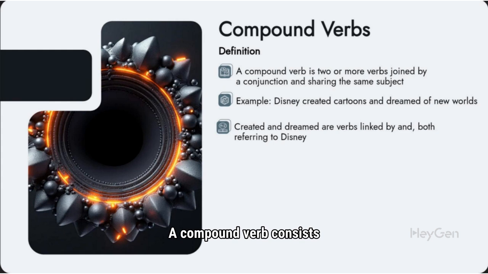A compound verb consists of two or more verbs connected by a conjunction, sharing the same subject. For instance, in "Disney created cartoons and dreamed of new worlds," created and dreamed are verbs linked by "and," both referring to Disney. This structure enhances sentence variety and clarity.